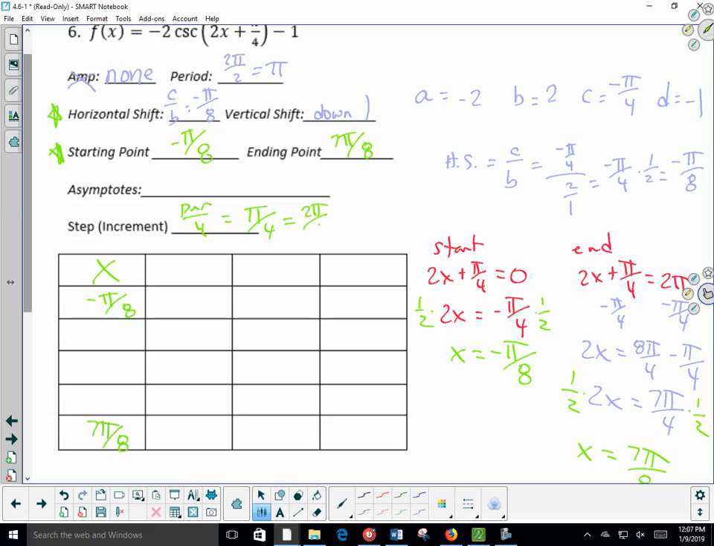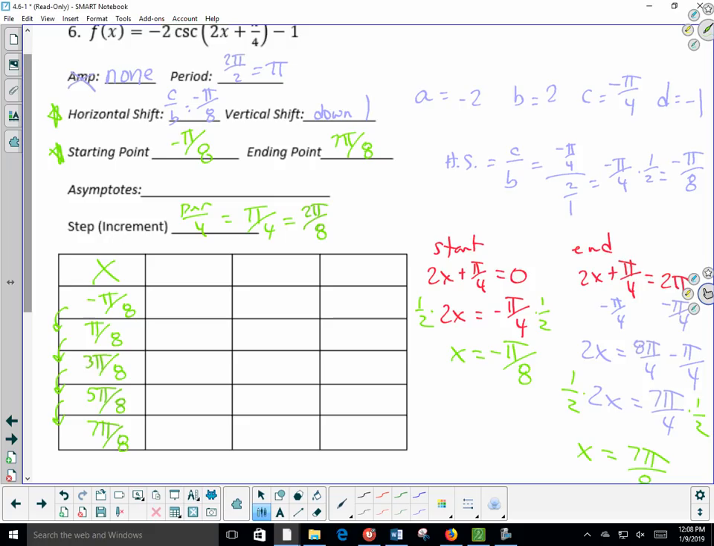I mean, really, that's the same as 2 pi over 8. So if I want to add 2 pi over 8 here, I get a positive pi over 8. Add 2 pi over 8, I get 3 pi over 8. Add 2 pi over 8, I get 5 pi over 8. Add 2 pi over 8 again, and I get to my ending point of 7 pi over 8.